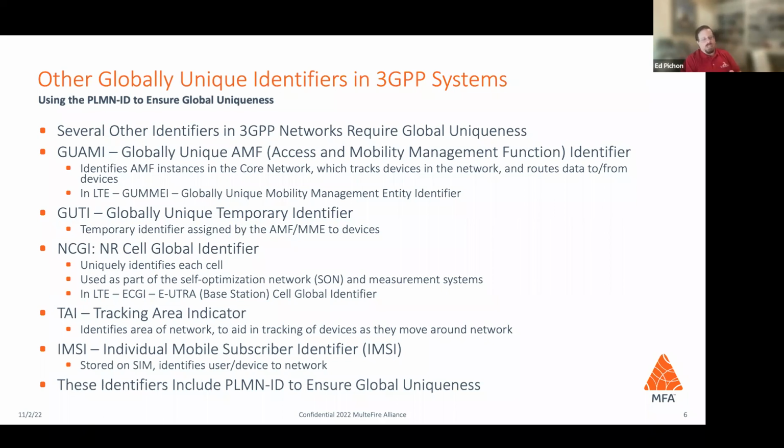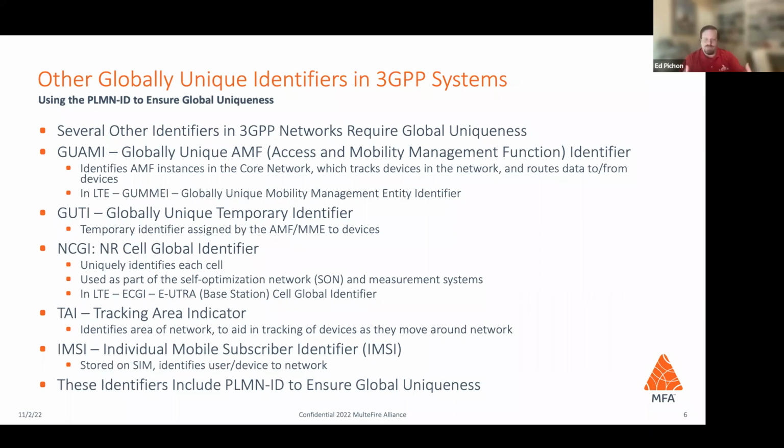There's the GUTI, the Globally Unique Temporary Identifier. And this is something that's assigned by the AMF to a device, a UE, on a temporary basis to identify it. And this also is used in mobility. And then there's the NCGI, the NR Cell Global Identifier, that uniquely identifies each cell. Each base station may have 1 or more towers, essentially antennas, and each of those towers can have multiple cells, and each one has its own cell global identifier.